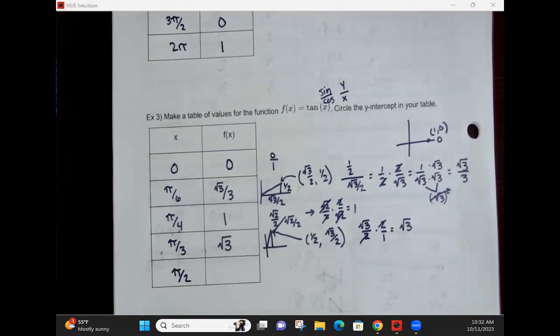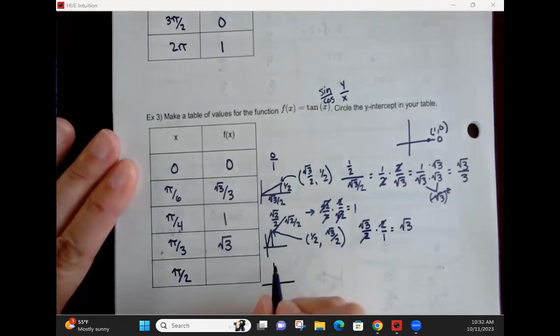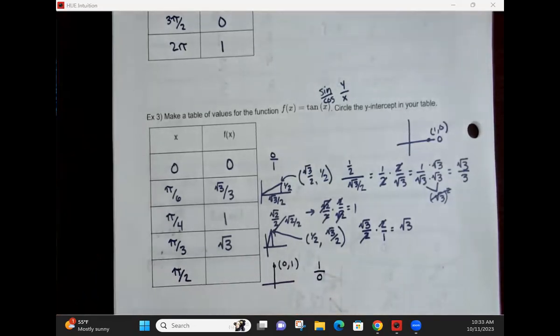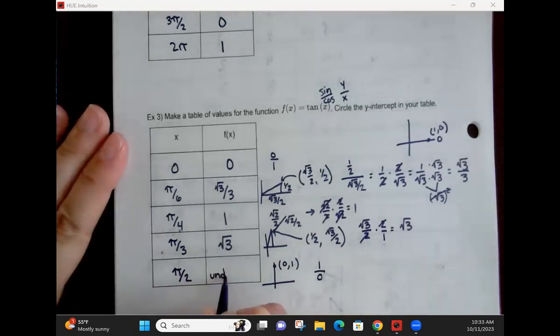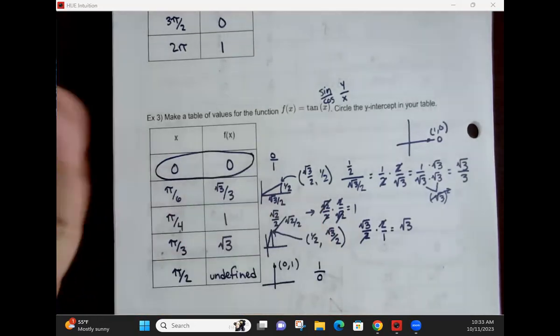And then finally, tangent of pi over 2. So pi over 2, we're back on an axis here. We're on the y-axis this time. This would be the point 0, 1. So sine over cosine would be 1 over 0. So what will I say for tangent of pi over 2? We're undefined. And my y-intercept is 0.